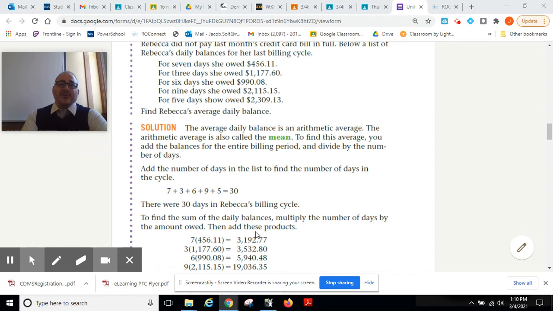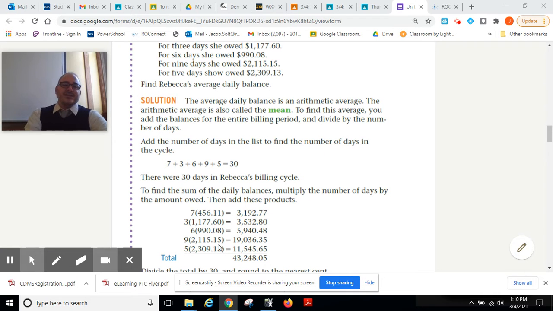Now, we need to find the sum of all these days, all right? So for 7 days, she owed $456.11. See here, we got 7 times $456.11. So we multiply this. 7 days at this much gives us $3,192.77. 3 days, she owed $1,177.60. We multiplied 3 times $1,177.60. We then took 6 times $990.08 because she owed this amount for 6 days. Then we did 9 times $2,115.15, right? 9 times that amount, and then 5 times, lastly, $2,309.13, right?